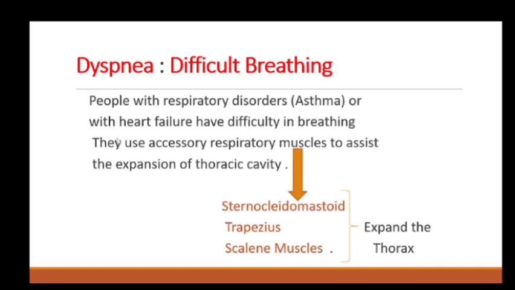Now the next clinical feature is dyspnea, difficult breathing. People with respiratory disorders like asthma or with heart failure have difficulty in breathing. They use accessory respiratory muscles to assist the expansion of thoracic cavity. The accessory respiratory muscles are sternocleidomastoid, trapezius, and scalene muscles. These muscles expand the thorax.